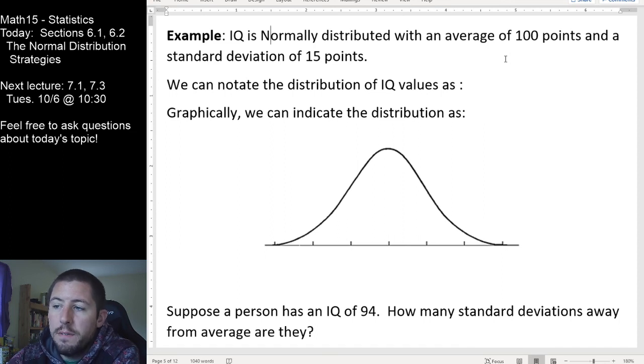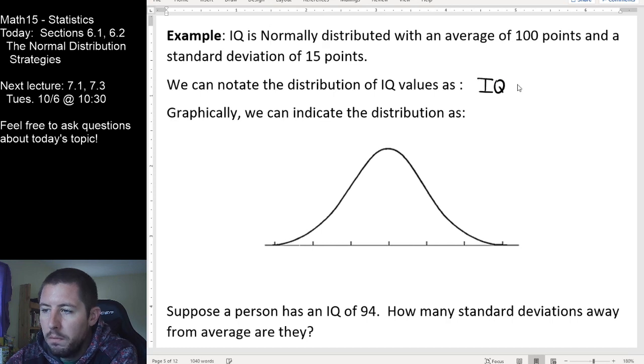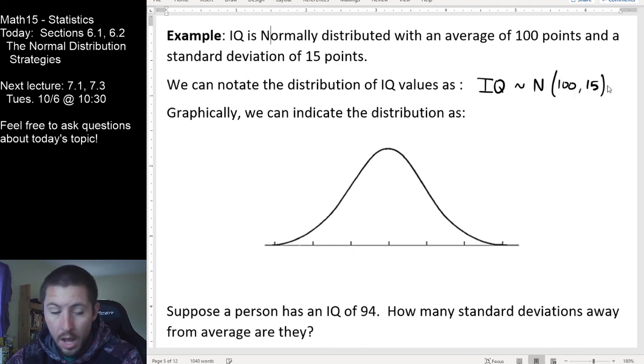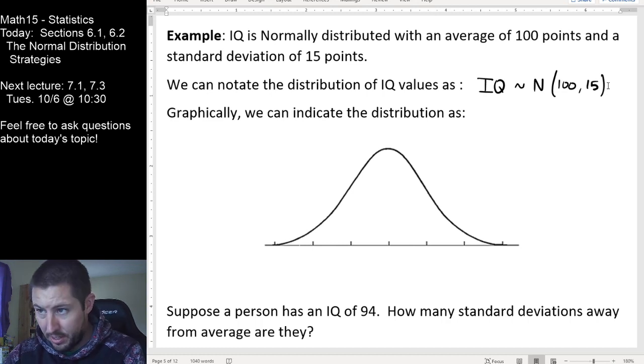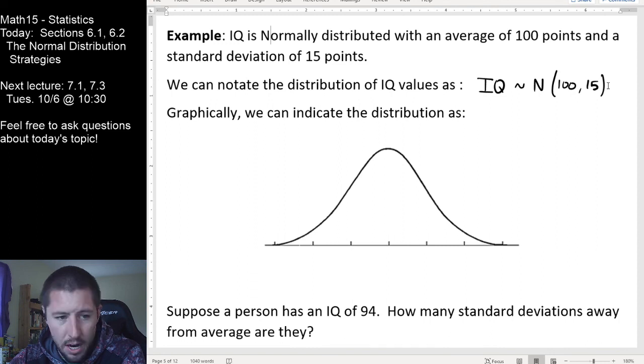So first things first, how do we notate this using our normal distribution notation? Here I would say that IQ is distributed normally with an average of 100 and a standard deviation of 15. So that sentence in the example is equivalent to that notation that I just wrote down. There's no information I missed, and there's no other information in the sentence. IQ is normally distributed with an average of 100 and a standard deviation of 15 points.